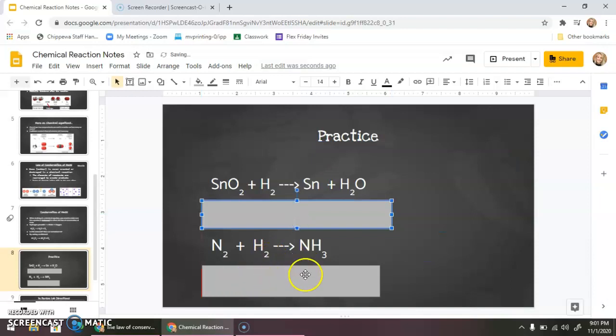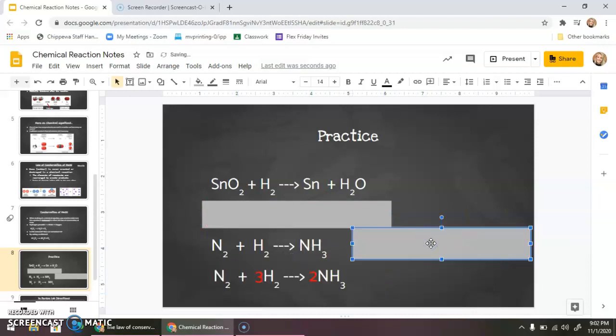Now I want you guys to look at this one. We have 2 nitrogen and 2 hydrogen. But now on this side we have 1 nitrogen and 1 hydrogen. I want you to pause the video, take a moment, think about how you would make those the same, and then I will reveal it. Okay. Is this what you got? Double check your answer.